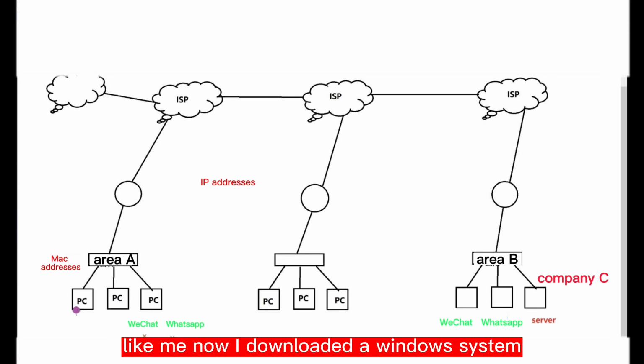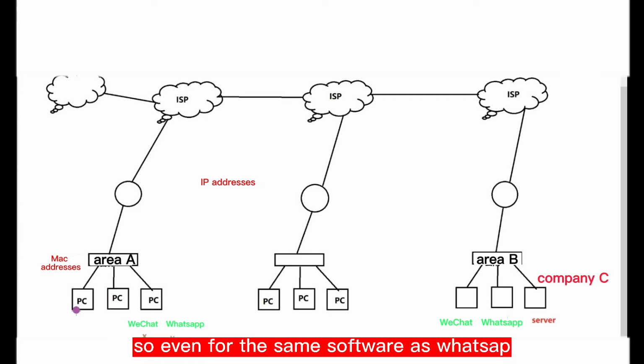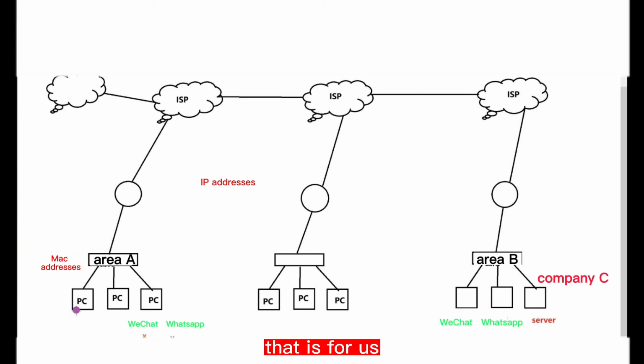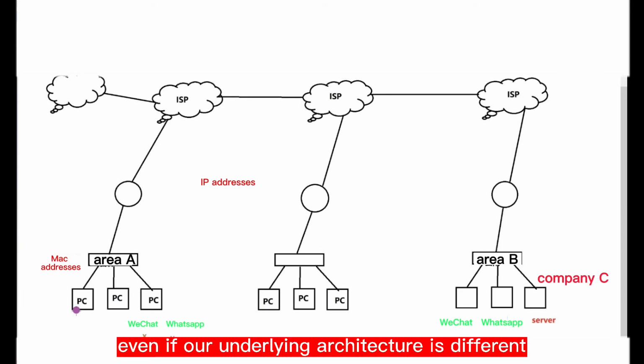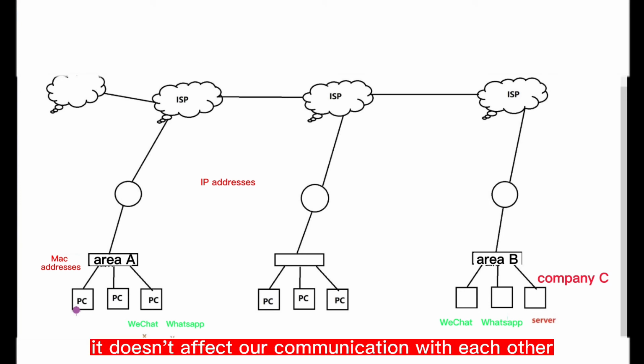Like me now, I downloaded a Windows system on the PC side of my device and installed WhatsApp. For example, on the PC here I'm on a desktop version of Linux, and I also installed WhatsApp. So even for the same software, WhatsApp, the underlying operating system is actually different. Even if our underlying architecture is different, everyone knows it doesn't affect our communication with each other.